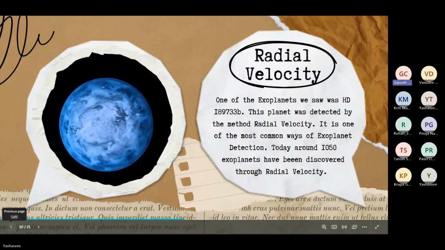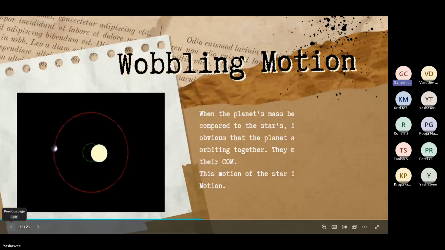So we'll start with the radial velocity method. Here is an example of an exoplanet, HD189733b, which, if you may recall, Yashasvi has mentioned before. Its feature was that it rains glass on this planet, and that too sideways. This is an exoplanet which was confirmed using the radial velocity method of detection. So the next slide, please.